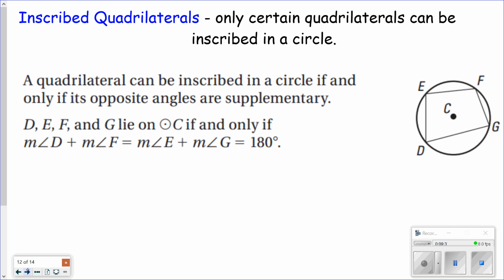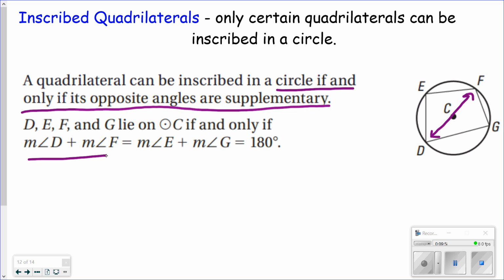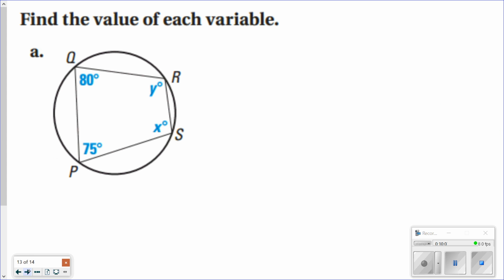Inscribed quadrilaterals. Only certain quadrilaterals can be inscribed in a circle. Quadrilaterals can be inscribed in a circle if and only if their opposite angles are supplementary. So looking at this diagram here, angle D and angle F have to be supplementary, and angle E and angle G would have to be supplementary, meaning that they add up to 180. So that theorem is going to help us with questions like this.